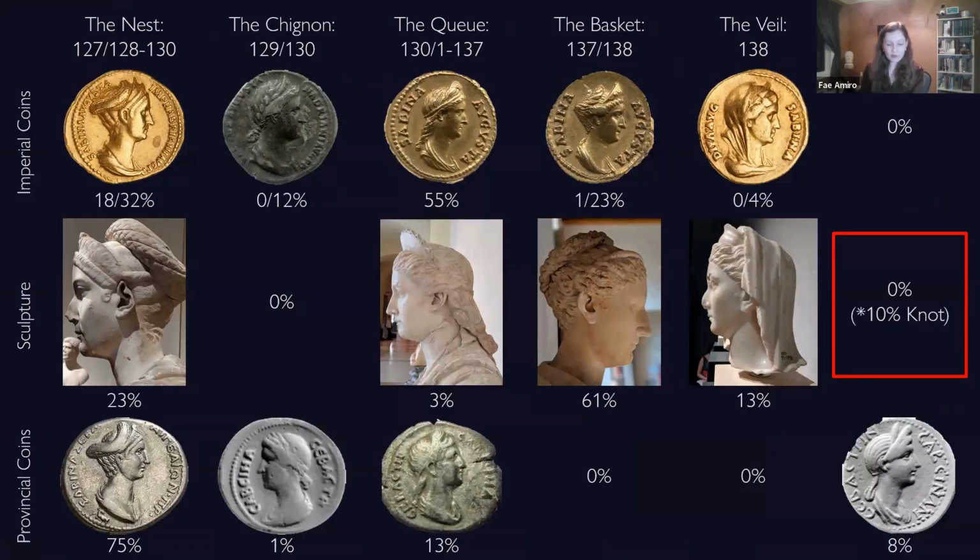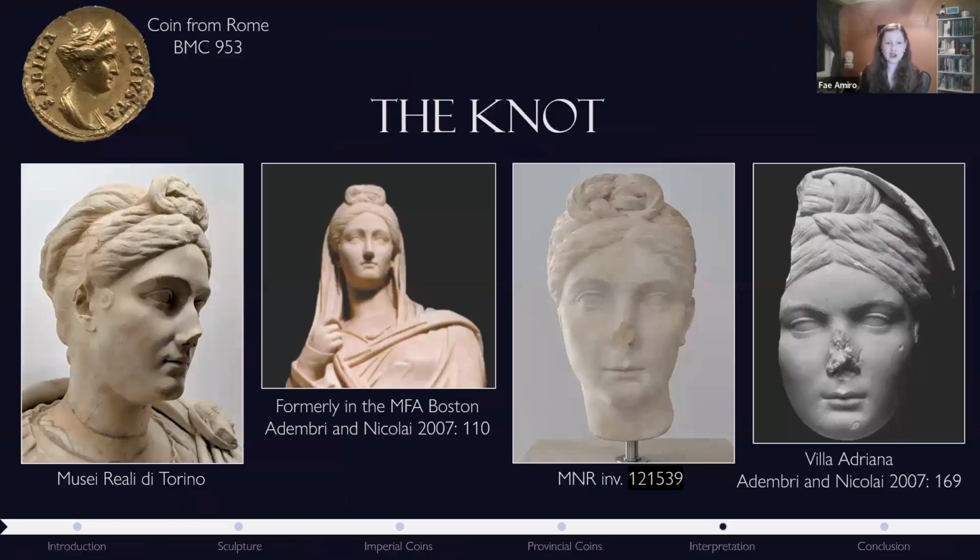So one final category I have left out until here, because I think this is a perfect example of how the media can really merge together in really interesting ways, is the knot, right? This type that I mentioned at the very beginning of the talk, this very strange kind of hybrid. It doesn't appear on any of the imperial coins, but it is clearly identifiable as Sabina. So the knot, here is its appearance. It exists in 4 extant specimens.